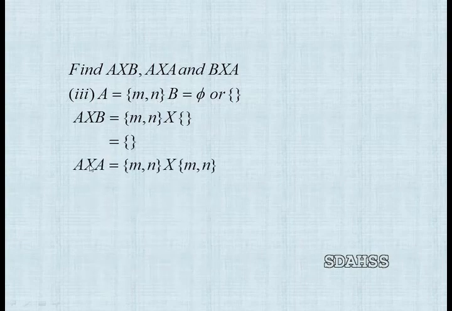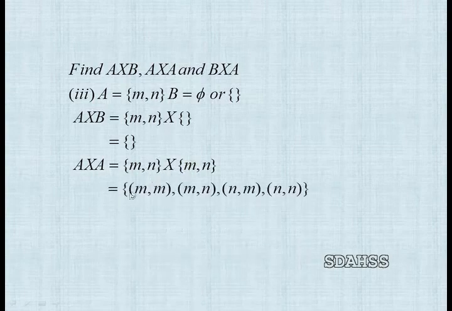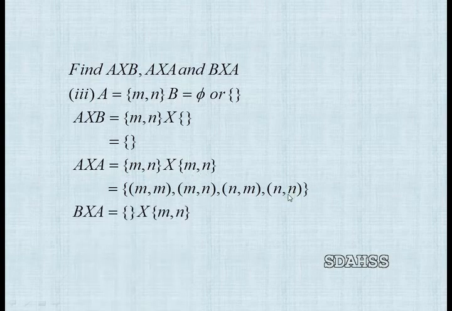Then A cross A. Here the set A is {M, N} cross set A {M, N}. Find the Cartesian product. So this can be written as (M, M), (M, N), (N, M), (N, N). Last B cross A. B cross A is equal to, here the set B is empty set cross A is {M, N}. Here also we cannot find the Cartesian product because set B is an empty set, so we cannot combine the elements. So the answer is empty set.